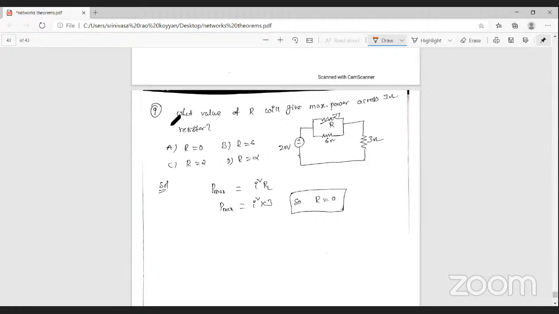Next one: can anybody explain what value of R gives the maximum power transfer to the 3 ohm resistance? Can anybody? What value of R gives the maximum power transfer to the load? This 3 ohm resistance.